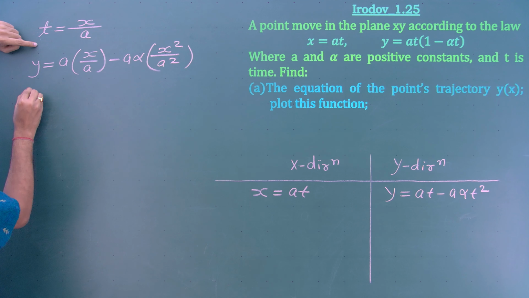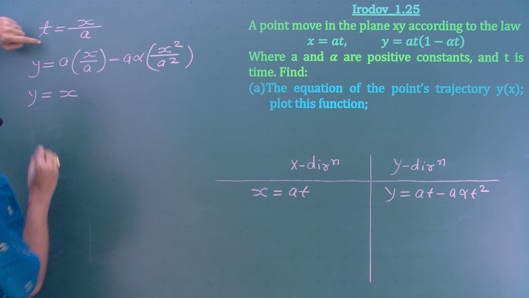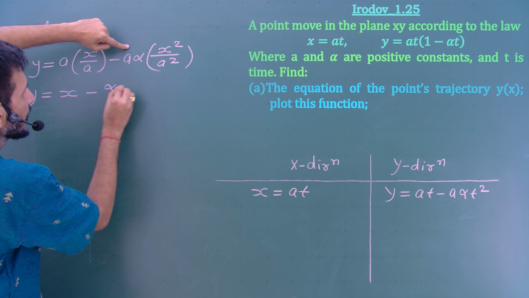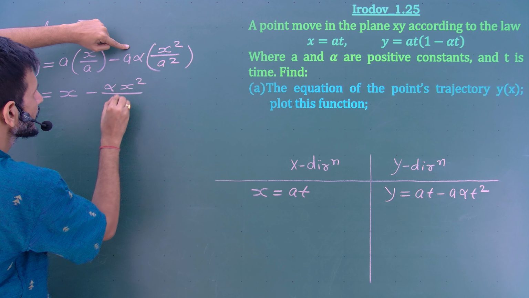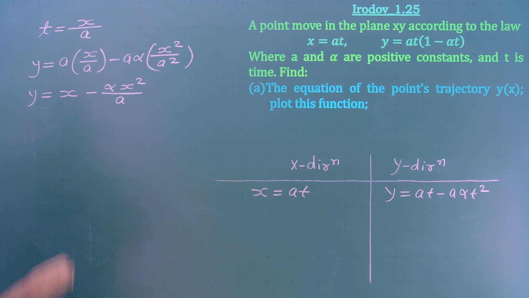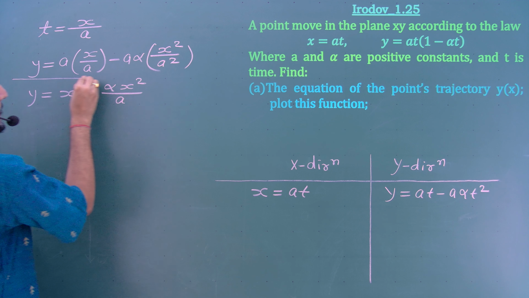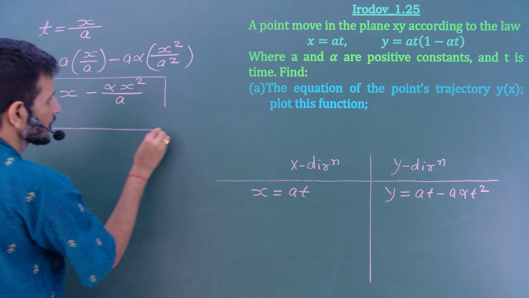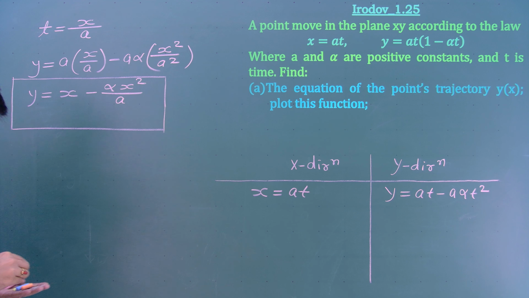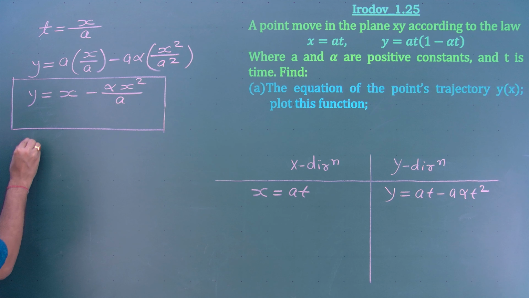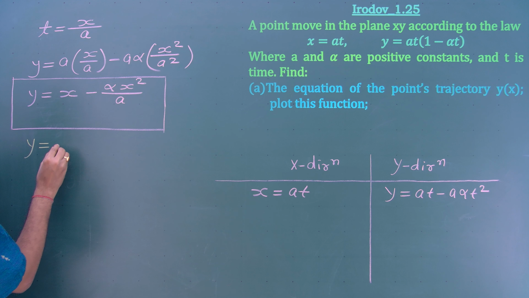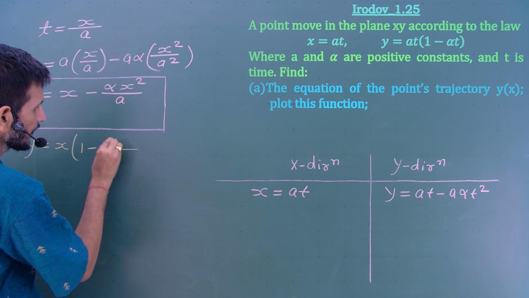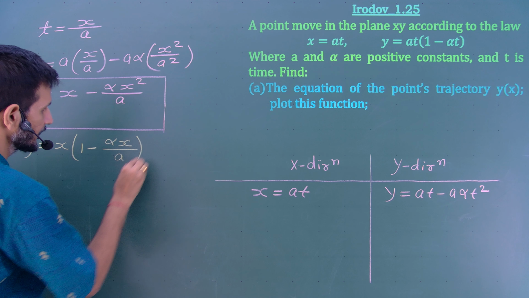So the square of this number should be equal to x square by a square. Now after simplification I get y equal to x minus alpha x square divided by a. So this is the equation of trajectory. Now I can simplify this equation and write it in the form y equal to x into 1 minus alpha x divided by a.